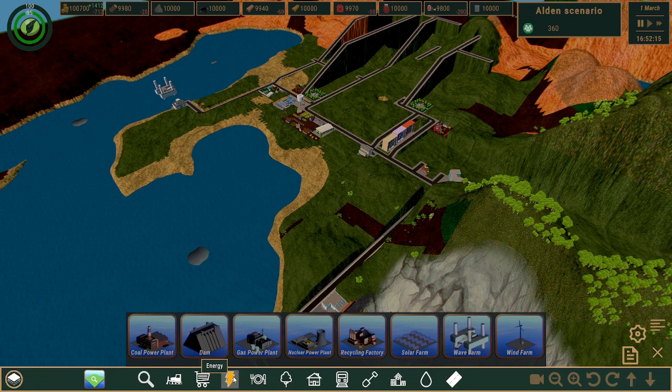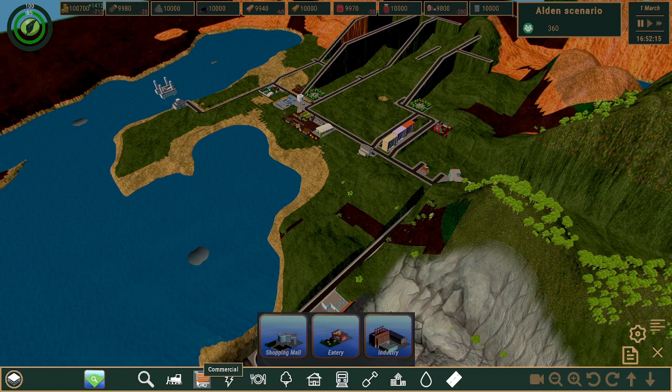A very important part of the management is also managing your energy and what type of energy source you are going to have for your city. It ranges from coal power plants up to wind farms, so you have a vast array of choices between renewable and non-renewable resources. Of course, they all have their own cost, advantages and inconveniences. You also have some buildings in order to have a little bit of commercial tissue in your town, such as shopping malls, eateries and industries.